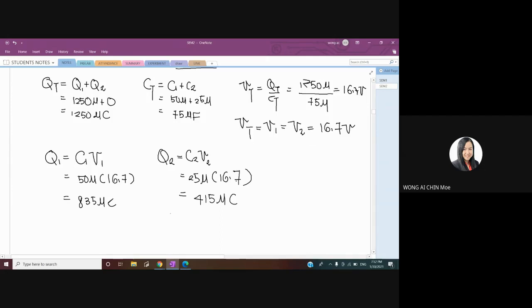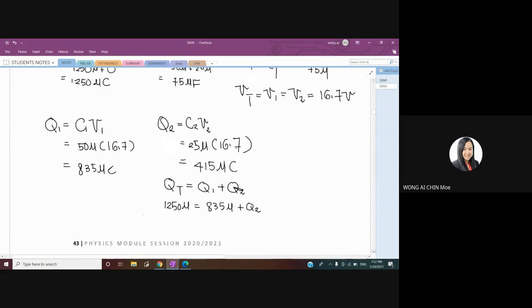Or the other way, you can also use Q total equals Q1 plus Q2. This is optional. So Q total is 1,250 micro equals Q1, 835 micro, plus Q2. So you will also get your Q2 equal to 415 microcoulomb. So this is the final charge stored inside the capacitor.